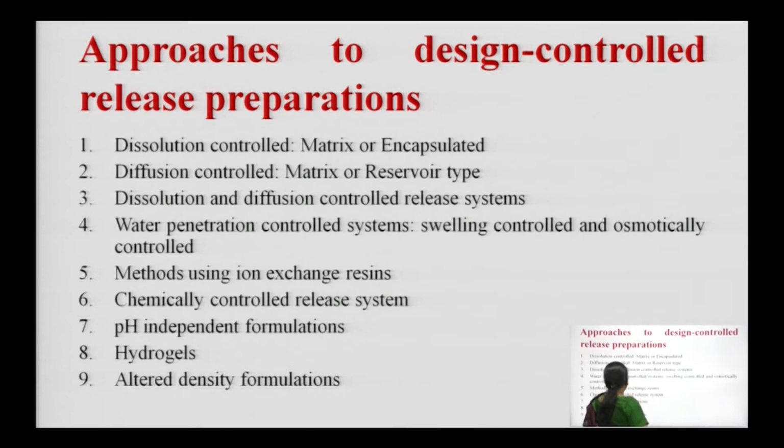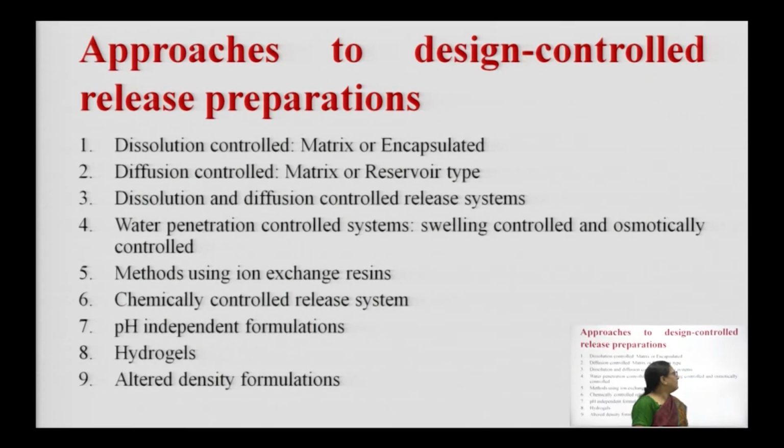Another type of controlled drug delivery systems are the hydrogel preparations. These hydrogels are basically such polymers which will form gel when in contact with body fluids, and these gels, due to extensive cross linkage, will slow down the drug release when inside the body. Lastly, we have altered density formulations. They attain controlled drug delivery by enhancing the residence time of the drug in the body. So, we will discuss some of these mechanisms in details.